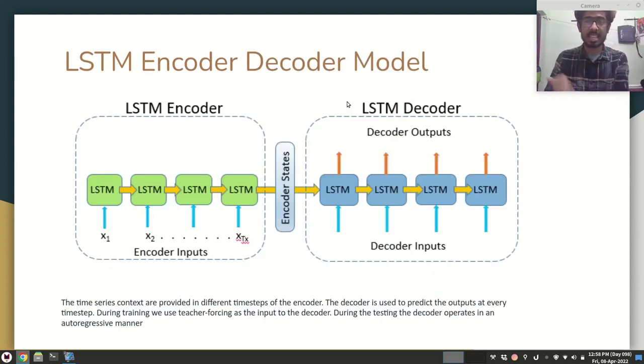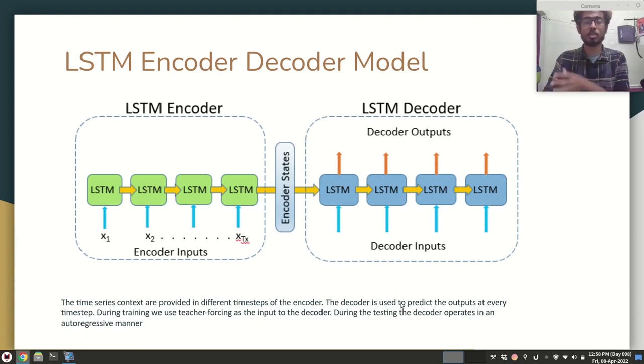Again, this is the architecture. There is an LSTM encoder and there is a decoder. You can see that the time series steps until T-X are input in a sequential, rolling manner. The LSTM is present here, and then there's an encoded state. You can use that state to do the further prediction. The time series context is provided by the different time steps of the encoder, as we have talked about.